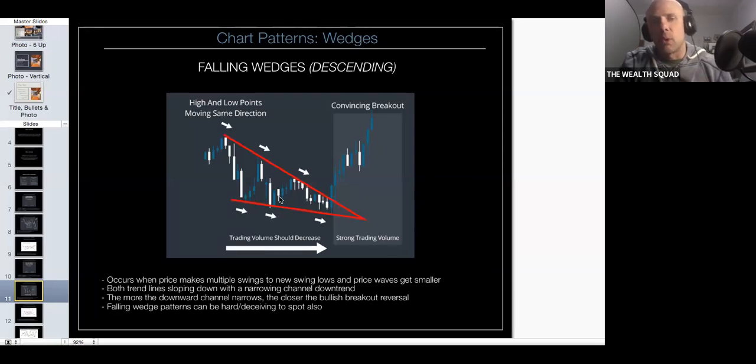And like I said before on the rising wedges, the falling wedges can also be hard and deceiving to spot, for the same reasons that I mentioned with the rising wedges.